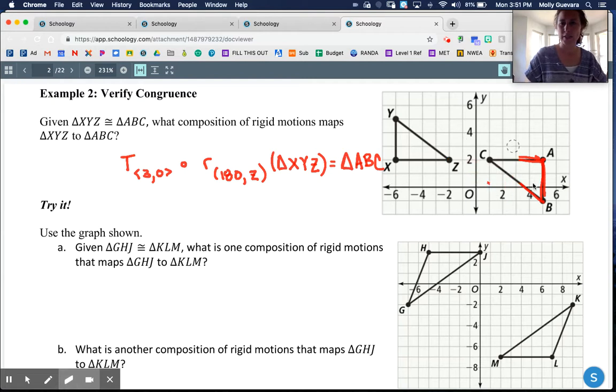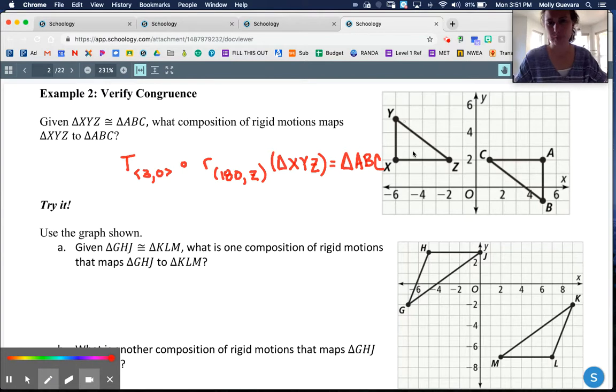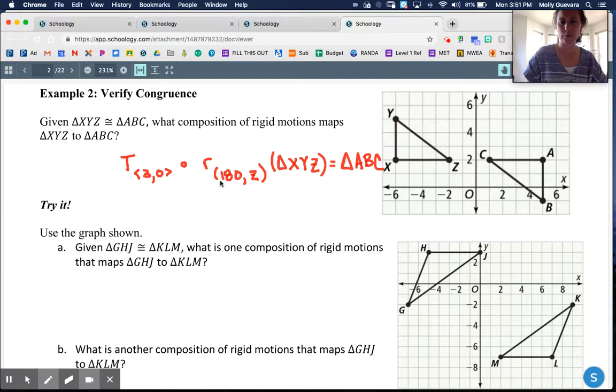So what it comes down to is, if I want to go from XYZ to ABC, I'm going to rotate 180 degrees around Z. Then I'm going to move it to the right 3 units, and that will get it to line up.